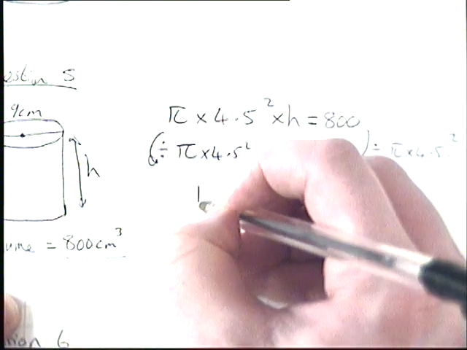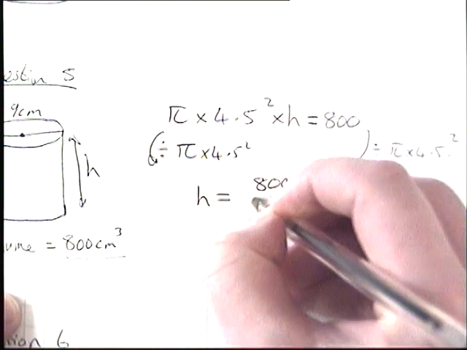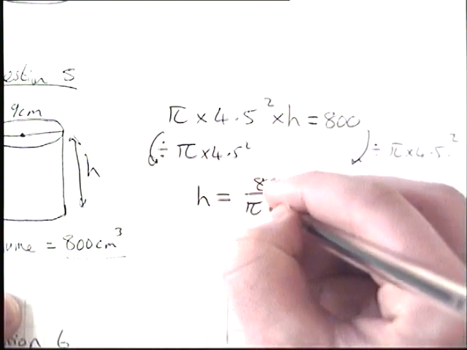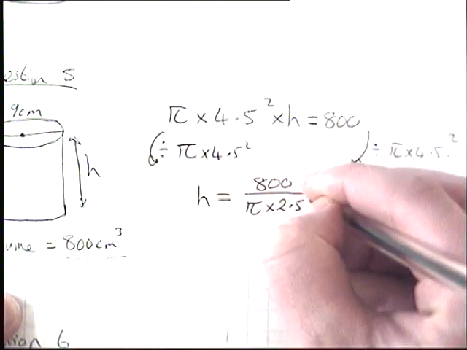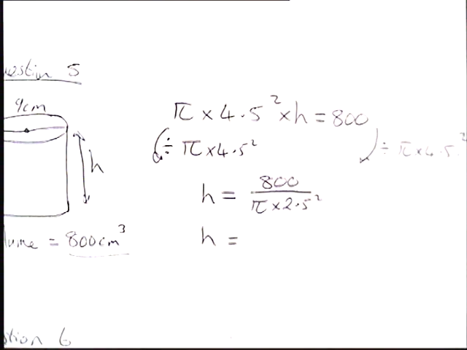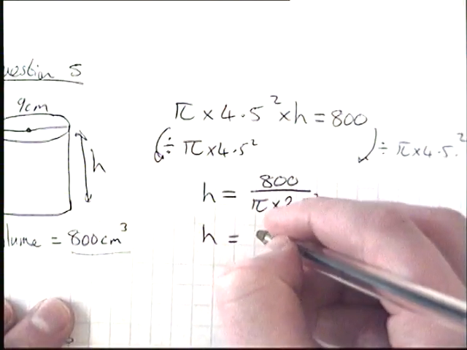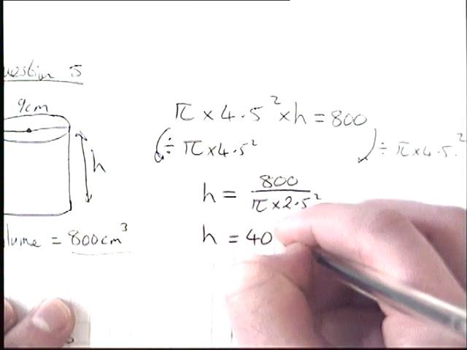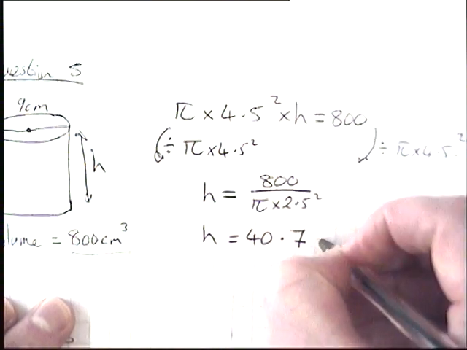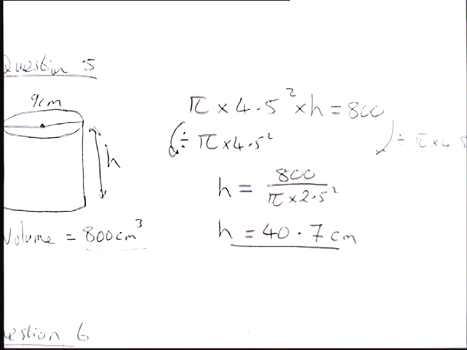Which leaves us on the left-hand side of the equals with just h, and on the right-hand side with 800, all divided by pi times 2.5 squared. So if you type that into your calculator, so 800 over pi times 2.5 squared, you'll get an answer of 40.7 centimeters to 1 decimal place. So that's the height of your cylinder.